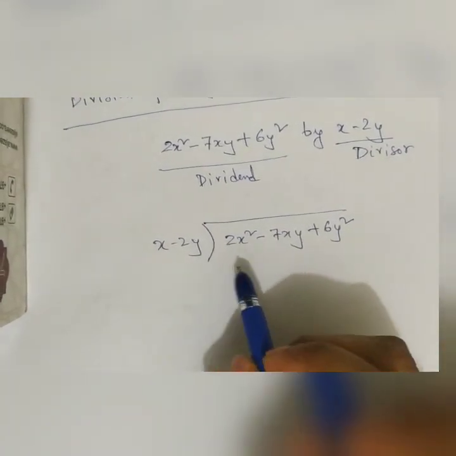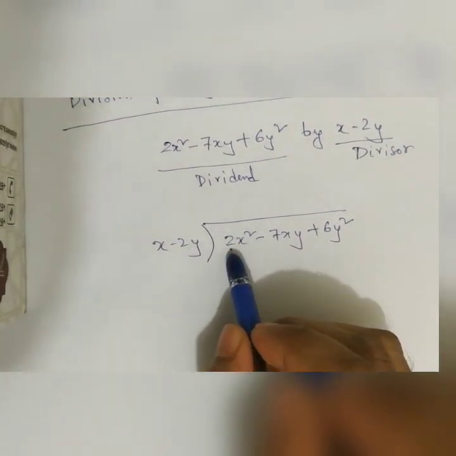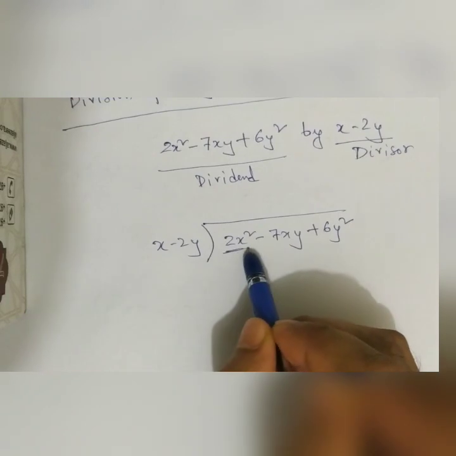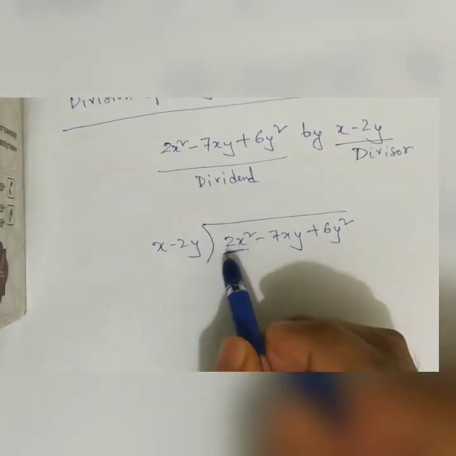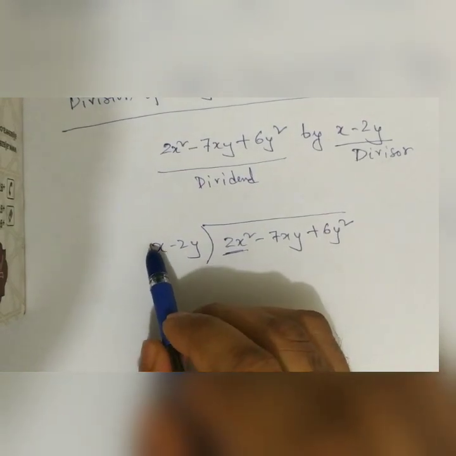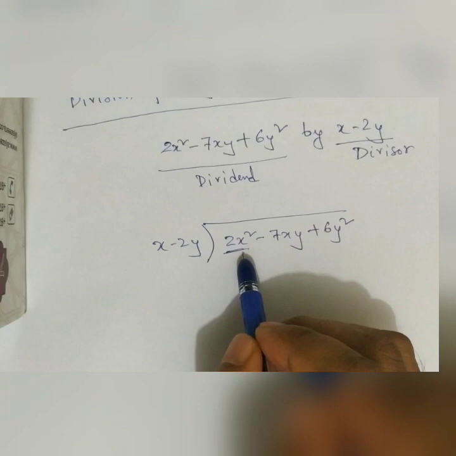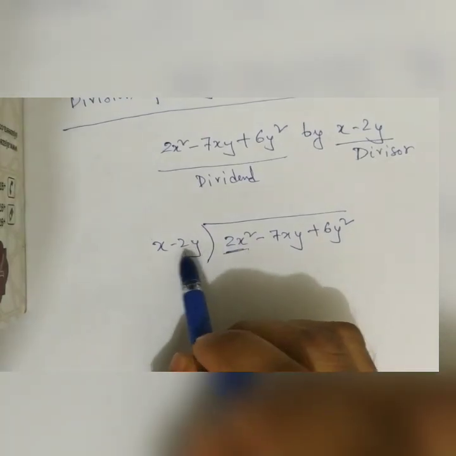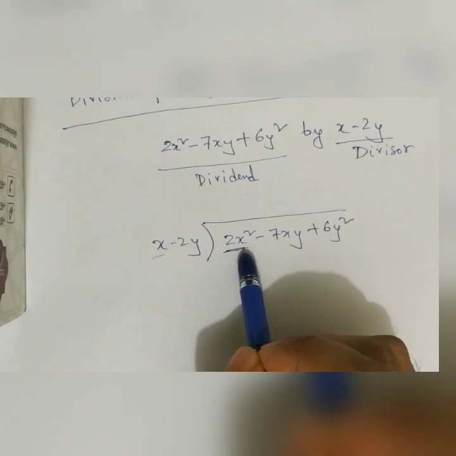So first of all, I need to check the first term. That is x square over here, okay, 2x square. This is my first term. Now what should I multiply with x to get 2x square? What shall I multiply with x to get 2x square?